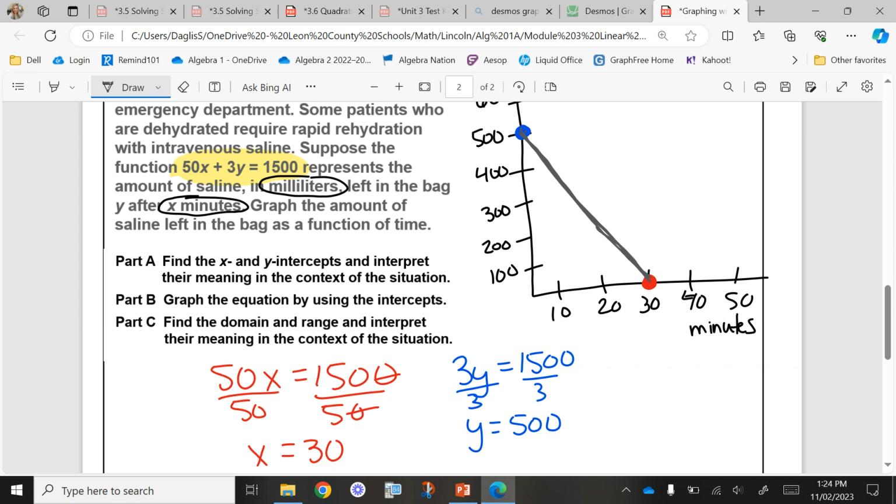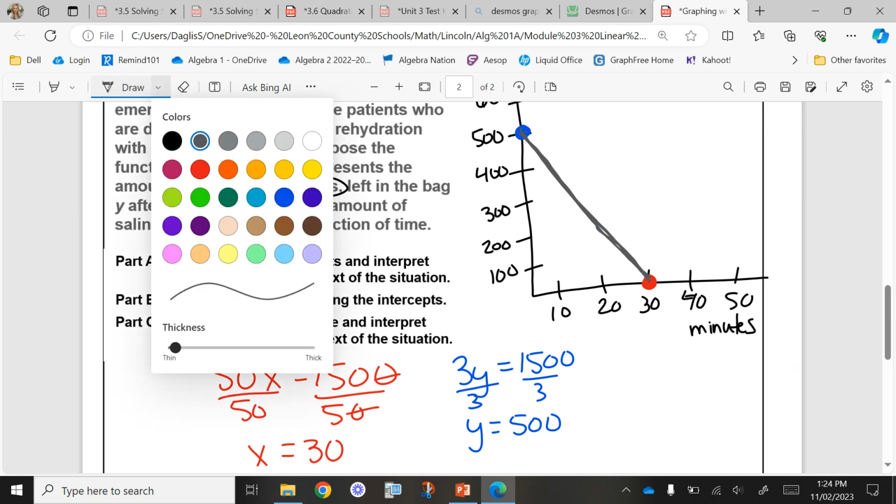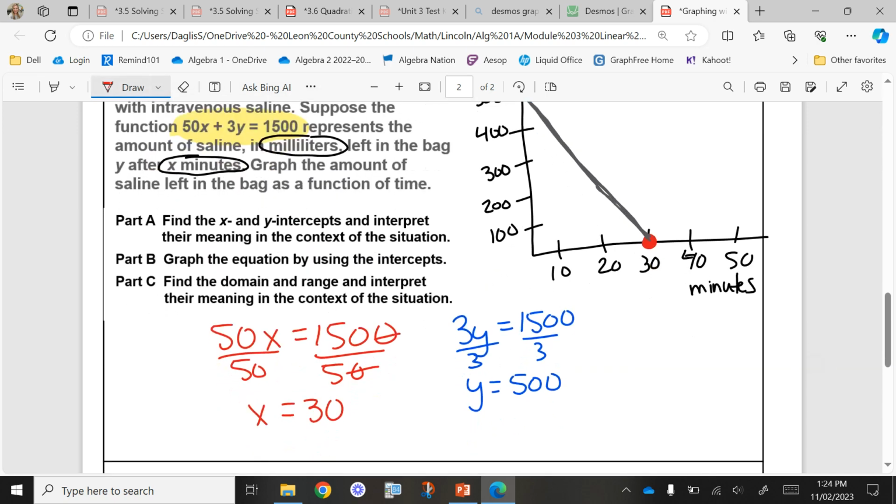Does that make sense? The 30 is 30 minutes. 30 minutes for what? What is that? 30 minutes for the bag to empty. Perfect. 30 minutes for the bag to empty. Good.